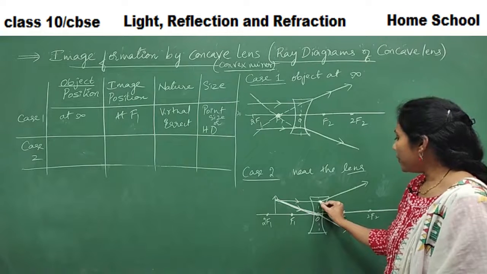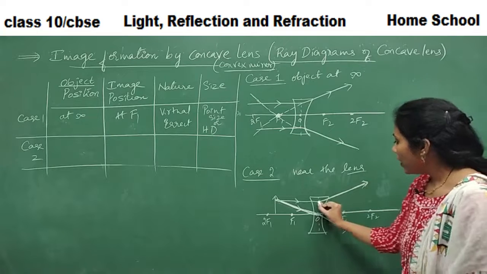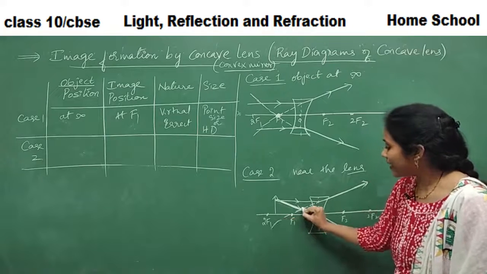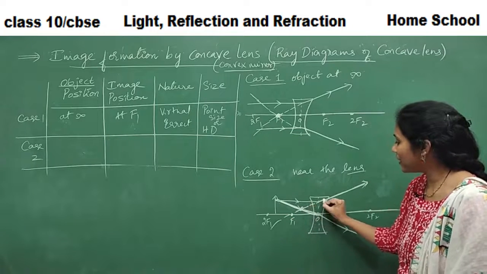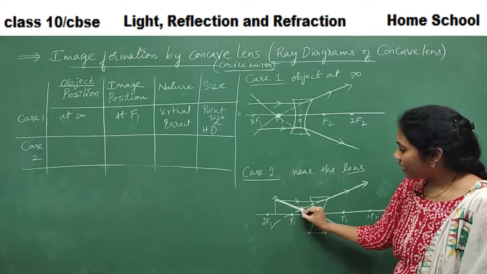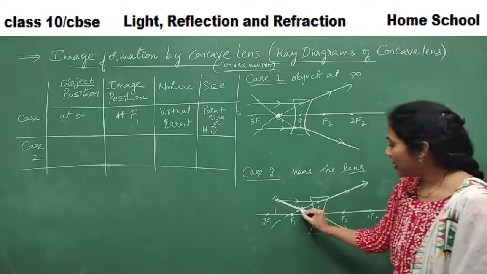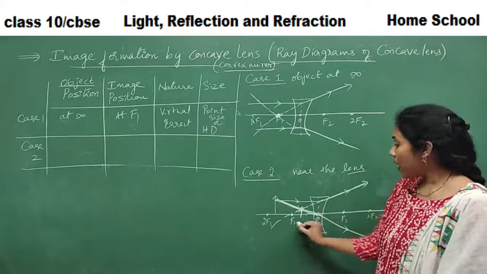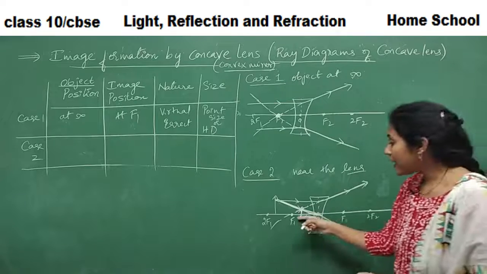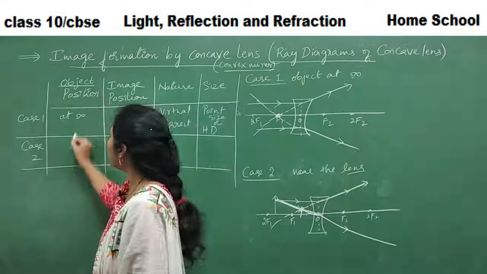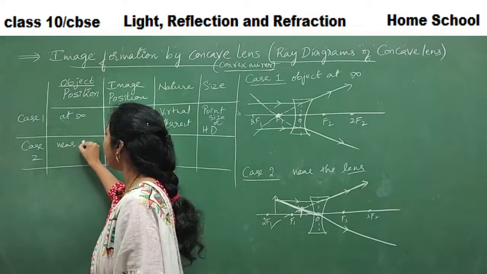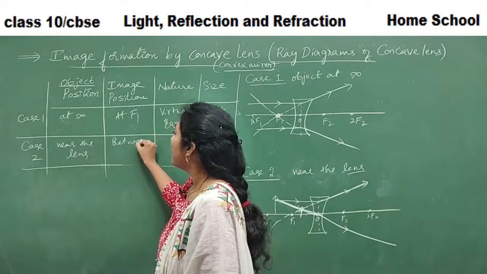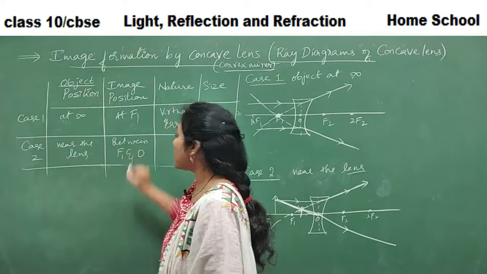On this side they are not meeting, so try the back side. You drag this line. This is a refracted ray, right? You drag the line and show its direction backwards. Where are they meeting? Here they are meeting. When you project this refracted ray, both rays meet here. So where is the image formed? Here, between the focus and the optical center. So where are you keeping your object? Near the lens. For any position near the lens, the image is formed between F1 and O, that is, the optical center.